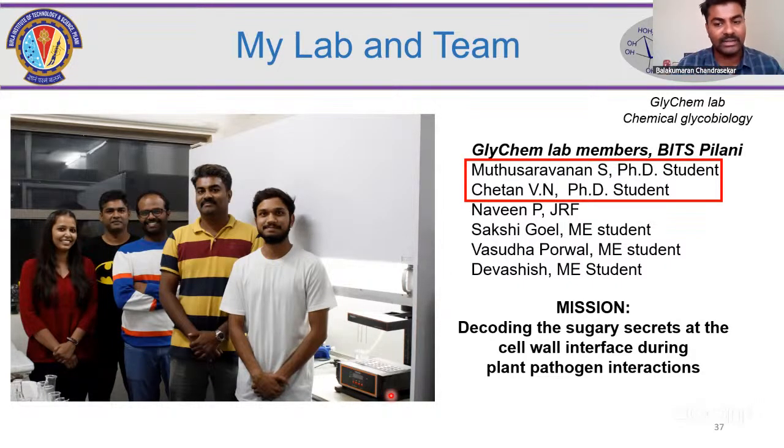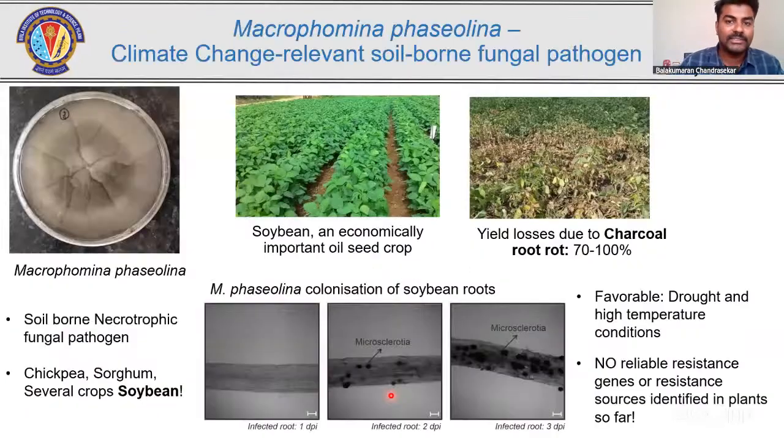What is happening during a plant fungal pathogen interaction, to see what kind of glycans are produced during the plant fungal pathogen interaction, especially focusing on plant pathogens over here. So the plant pathogen we work on in our lab is Macrophomina phaseolina, a very important climate change relevant soil-borne fungal pathogen, because the pathogen virulence is dependent upon heat and drought.